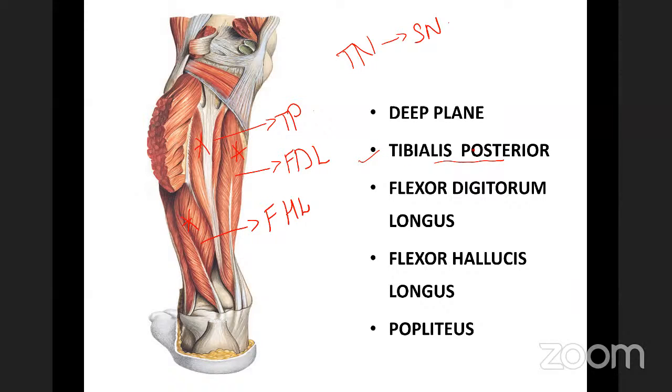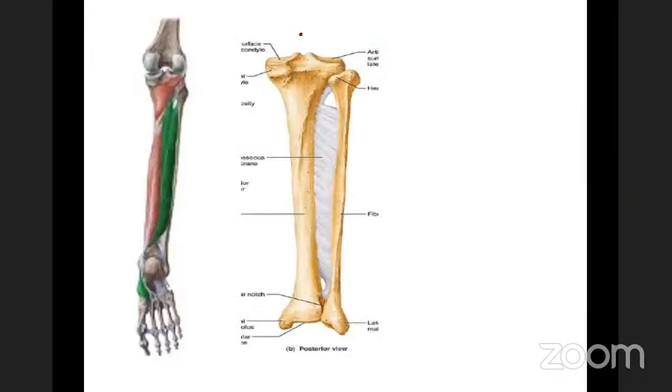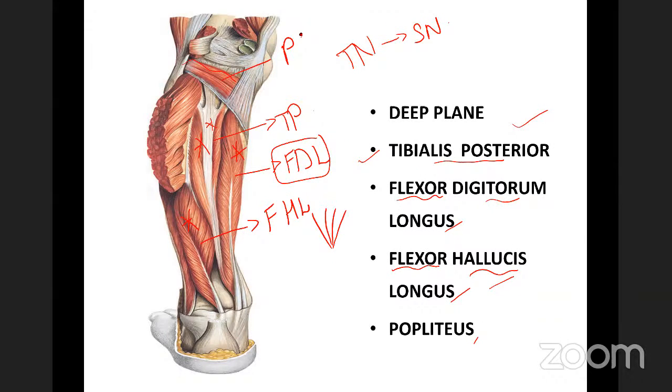Tibialis posterior is very easy because it's placed on the posterior aspect. That's why it's called tibialis posterior. Flexor digitorum longus is in the flexor compartment. That is why flexor. Digitorum, because it gives 4 digits. We will discuss that later. Longus, it's a long muscle. Flexor hallucis longus is in the flexor compartment. Flexor hallucis, because it goes to the great toe, longus because it is a long muscle. And this muscle is the popliteus. So these are the muscles of the posterior compartment, the deep plane.